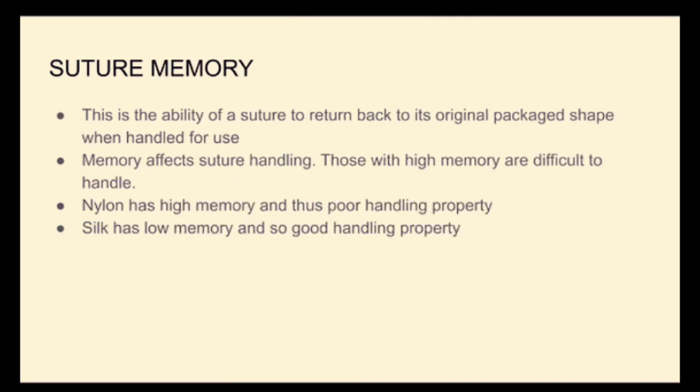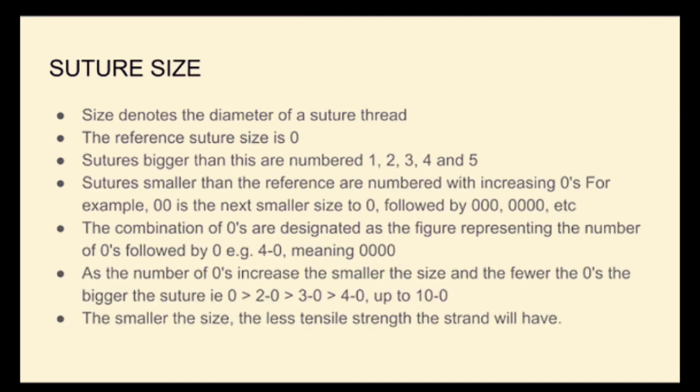The next feature is suture memory, and this is the ability of a suture to return back to its original packed shape when handled for use. Usually when sutures come, they're rolled in the pack, and when you remove the suture from the pack, the ability of the suture to maintain that rolled shape, that's the suture memory. This memory usually affects suture handling, as sutures with high memory are usually difficult to handle. For example, nylon has a high memory compared to other sutures, and thus it has poor handling properties. Silk, on the other hand, has a low memory and is so good in handling.